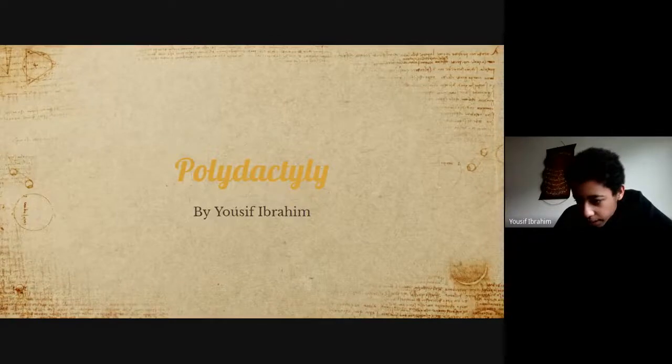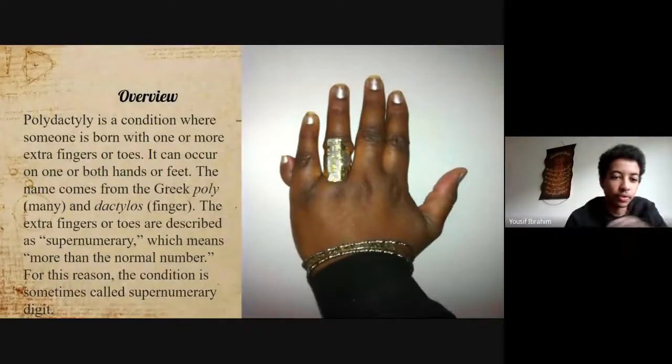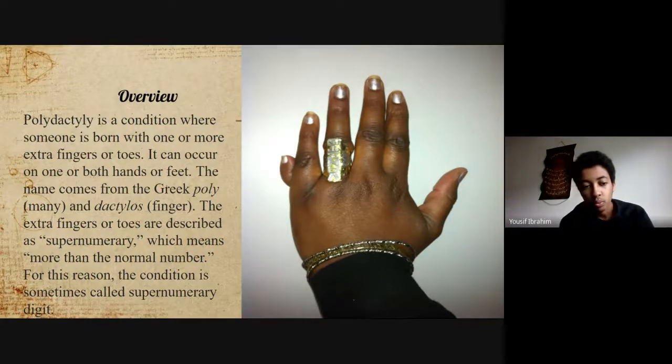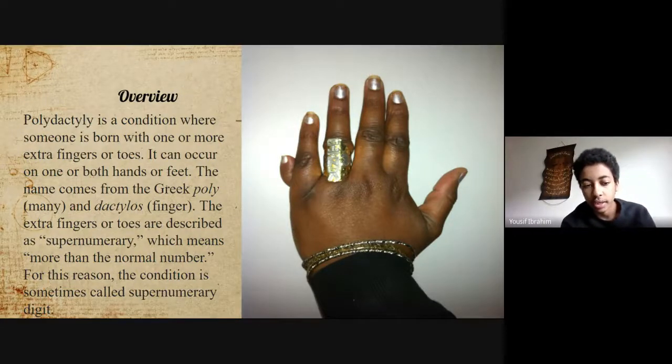So here's the overview. Polydactyly is a condition where someone is born with one or more extra fingers or toes. It can occur in one or both hands or feet. The name comes from the Greek poly, many, and dactylos, finger. The extra fingers or toes are described as supernumerary, which means more than the normal number.